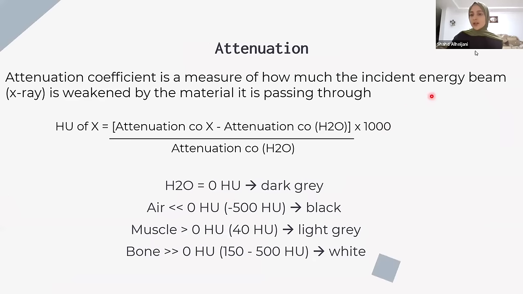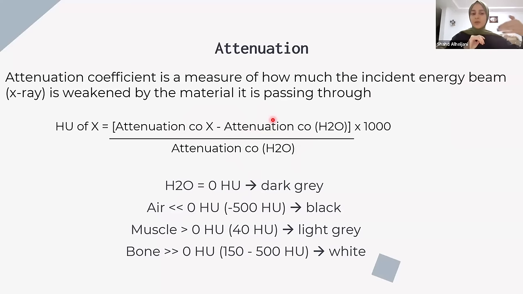For attenuation, we talked about attenuation when we described the different shades of gray you get when the x-ray hits. So attenuation coefficient is basically a measure of how much the ray will be weakened by the material it passes through. This is the formula for attenuation coefficient, which is the attenuation of the substance minus the attenuation of water, over the attenuation of water, times 1,000. Now, this is just equations. Let's talk about specific numbers. I want you to remember that the attenuation of water is zero, and so it appears as dark gray. That makes sense because if the substance is water, you have the same number minus the same number, so obviously the equation will equal zero. So attenuation of water is zero.